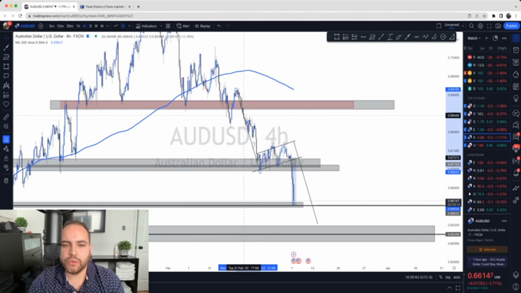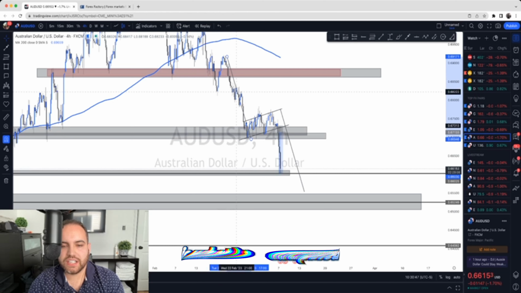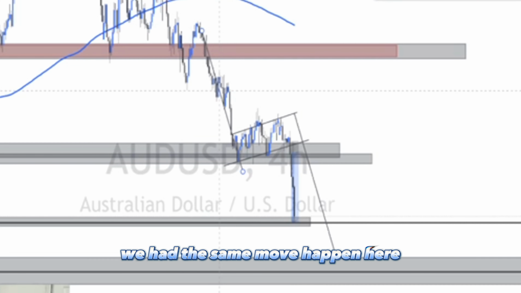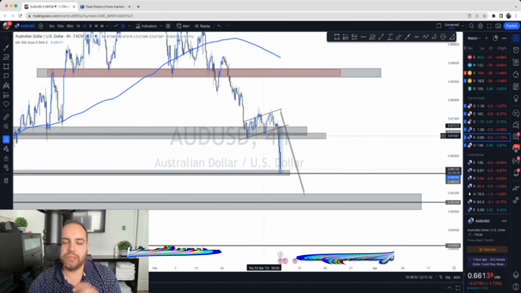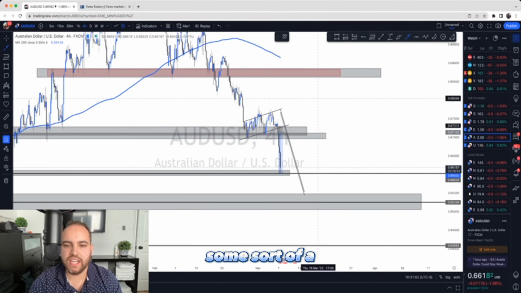Okay, so what I saw was that same move. I told you guys the same move that we see here is what I anticipated for price to do. And if we look at this, guys, to the T, we had the same move happen here. But not only that, I started noticing price start to range, but not just a typical type of range. I noticed that it was starting to form some sort of a bearish flag.